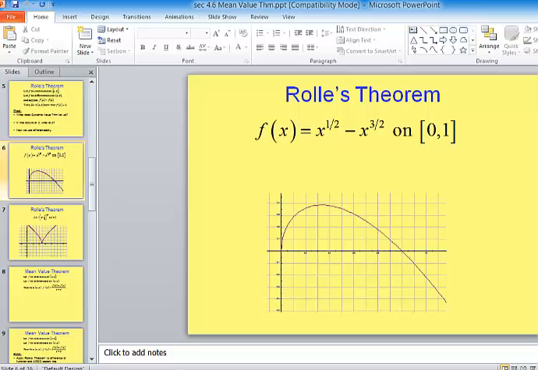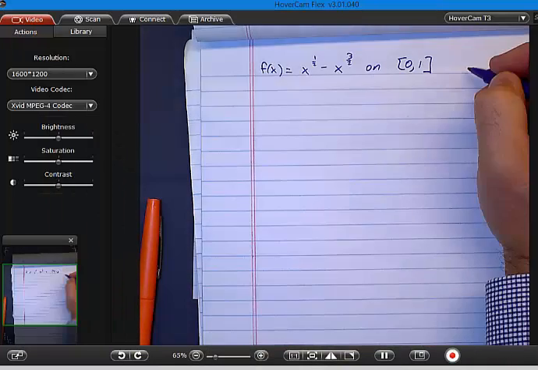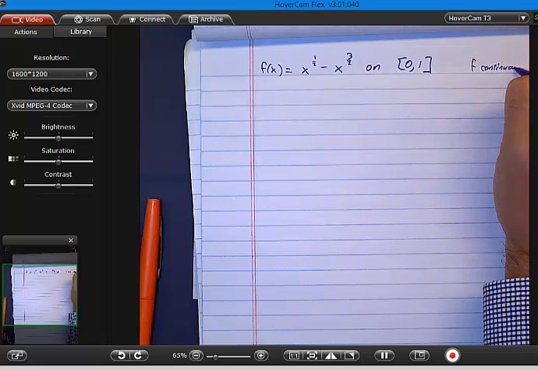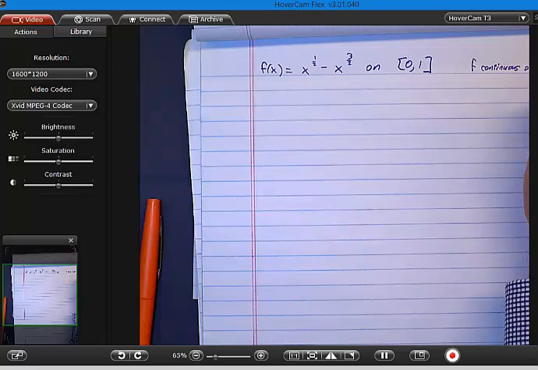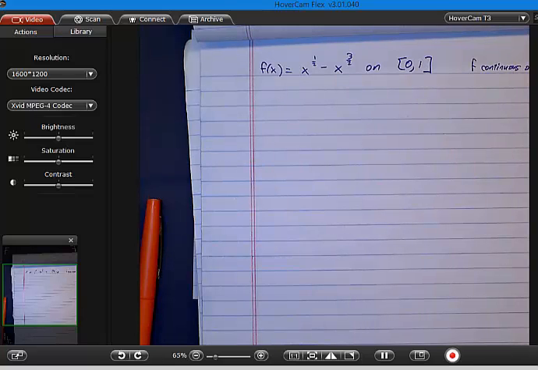Well, let's write it down. f of x is x to the 1/2 minus x to the 3/2 on [0, 1]. So let's compute f prime of x. Oh, first of all, is this function continuous on [0, 1]? Yay or nay? I'm seeing some nods. Yay. So what's the other thing I need to check?